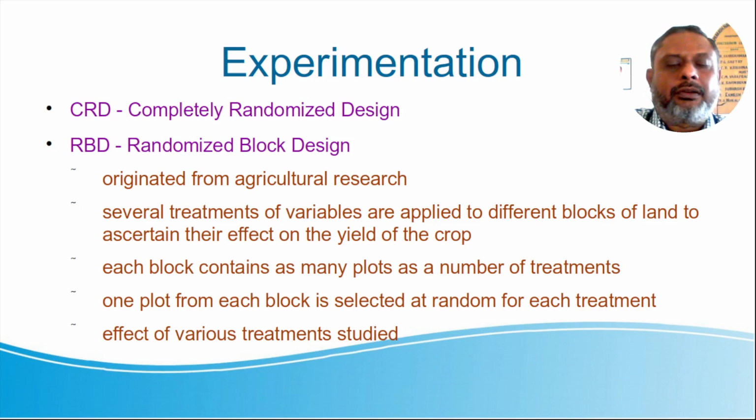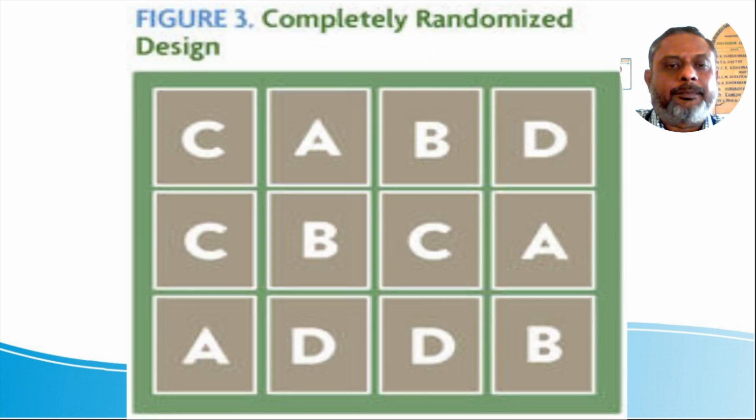So here, a lot of computations, a lot of combinations are required. So make sure that everything is done in one shot. So here, each block contains many plots as the number of treatments we are talking of. One plot from each block is selected at random for each treatment. Effect of various treatments are studied here.